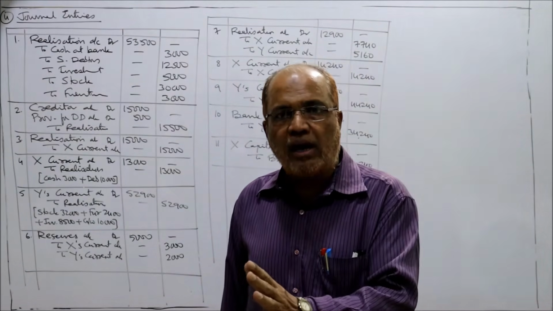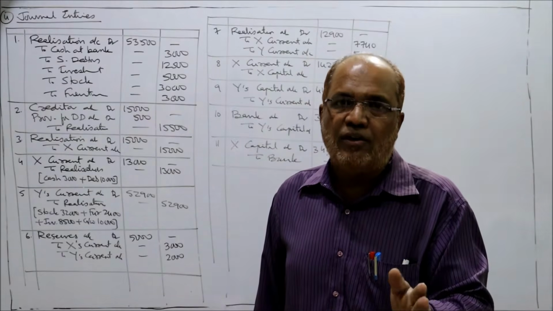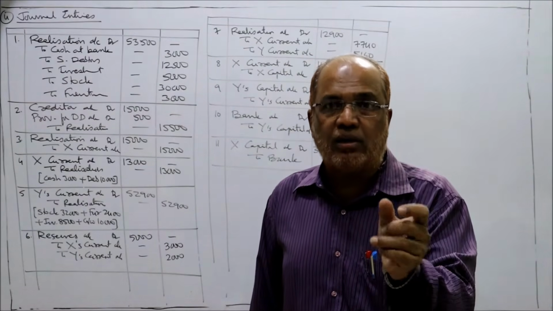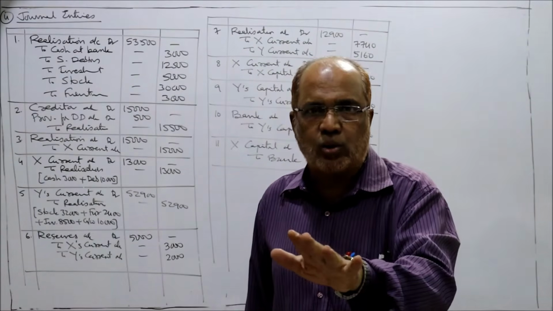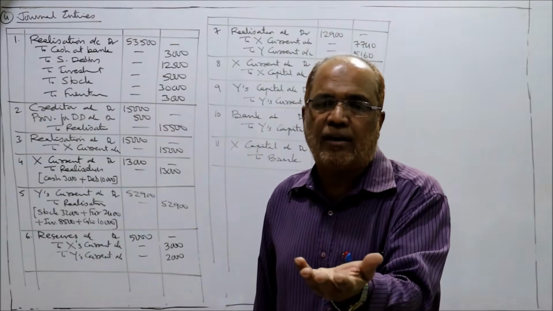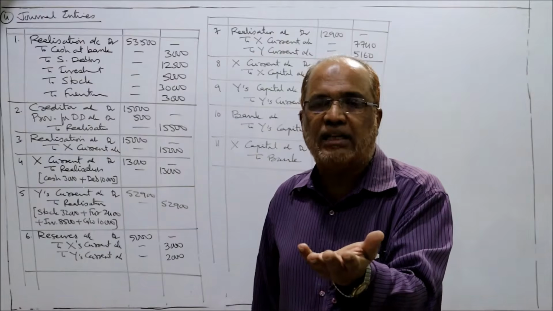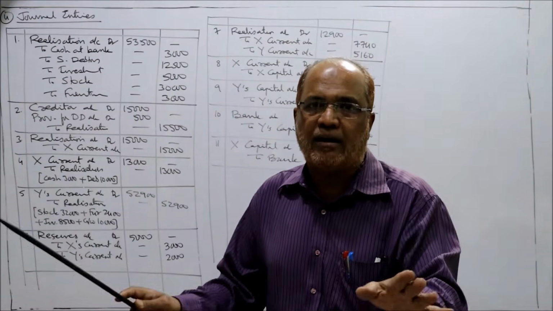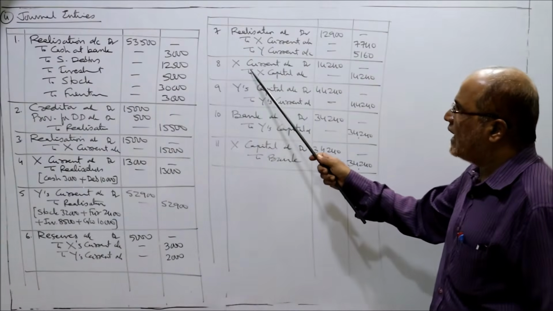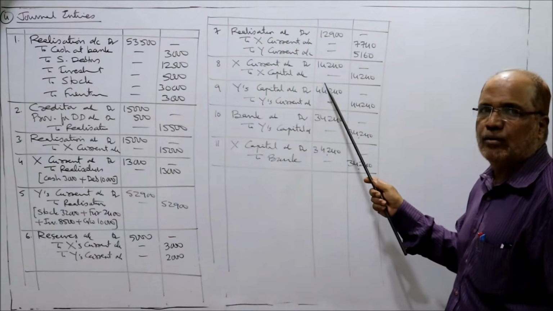First, make all adjustments in the current account. Find the total of the current account. Transfer the current account to the capital account. So the current account will be closed. Now the capital account will remain. Whatever balance is in the capital account will be paid from bank, and the bank account will get closed. So first of all, X's current account to X's capital account.